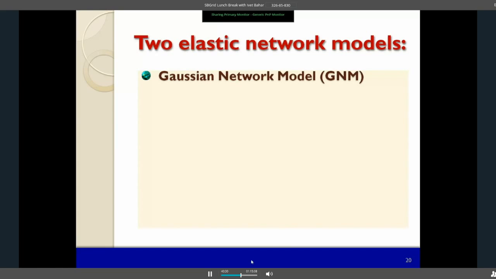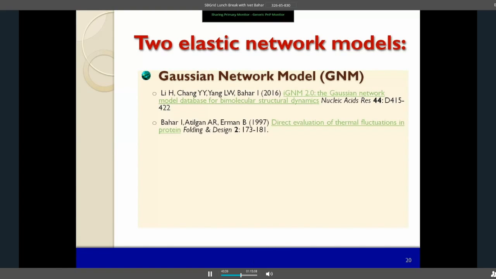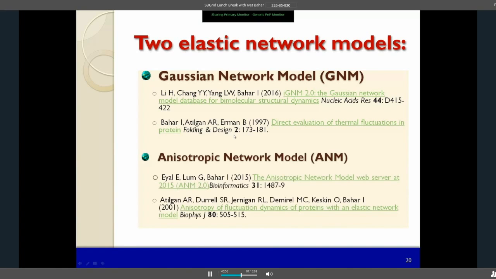And I mentioned two elastic network models. One of them is the Gaussian network model, GNM, and I'm just giving here the most recent reference and the original reference. The original was in 1997, published in a journal that doesn't exist anymore, Folding and Design. However, this is my most widely cited paper, more than 1,000 citations. And the anisotropic network model, again, originally published in 2001, and the most recent server version has been published in 2015. Those of you who would like to see the original reference.